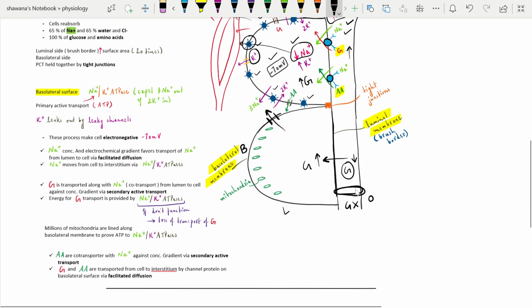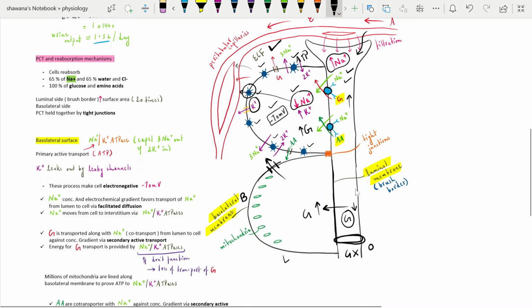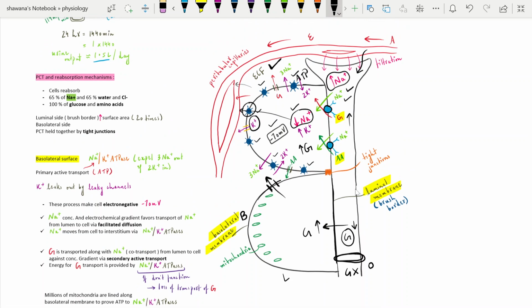Okay, I hope you understand this. Let's revise all of that stuff that we have discussed. First of all, the sodium potassium ATPases will pump the sodium out, 3 sodium out and 2 potassium into the cell. It will make the cell even more negative. The potassium will leak out from the leaky channels as well, and the electronegativity inside the cell is minus 70 millivolt.